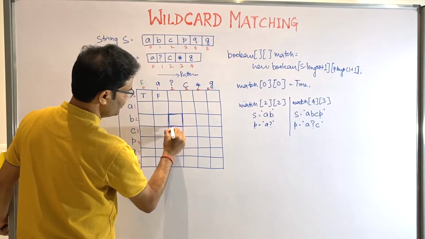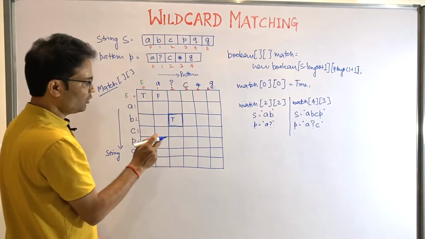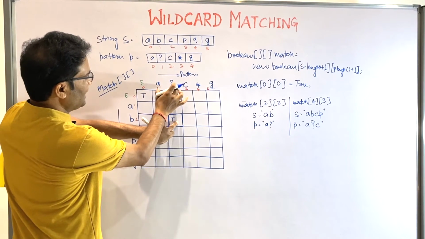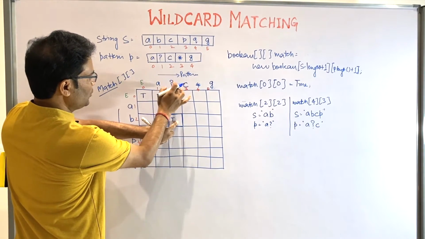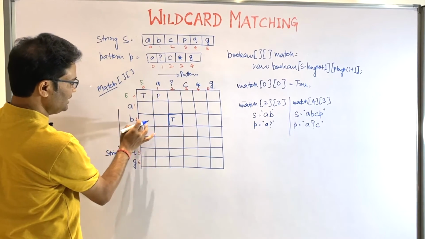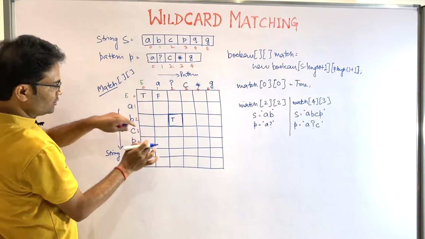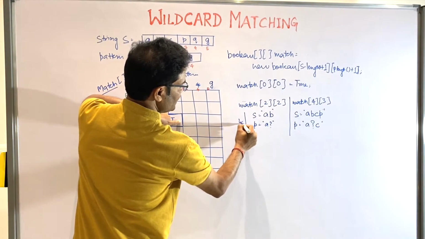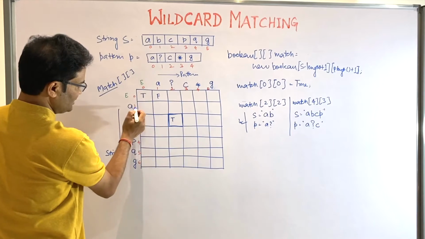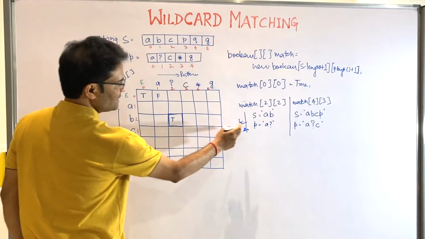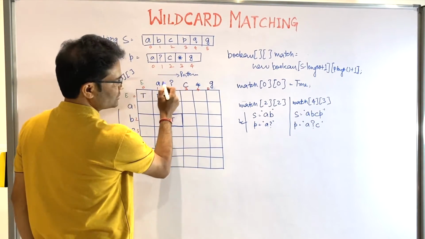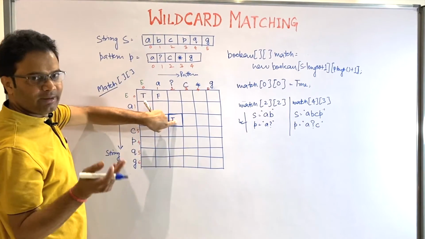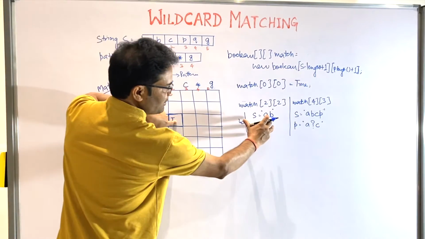So this value, whether it is true or false, this box represents the pattern, this one A and question mark, and this represents the string AB. So if you see here, match 2 2 means the string would be AB till here. What is the string? AB here. And what is the pattern? Till 2, A question mark. So this represents the pattern matching or not matching for this particular value.